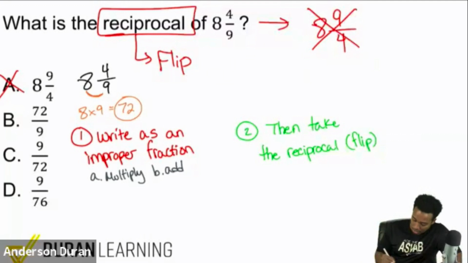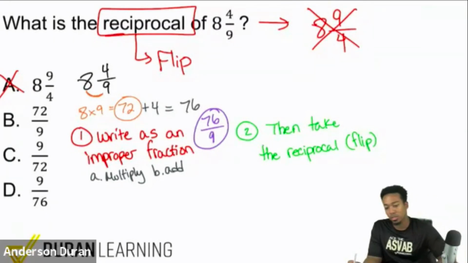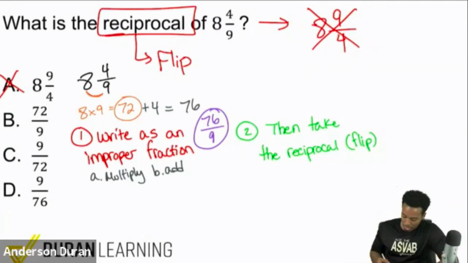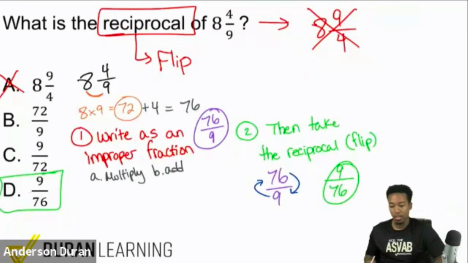So what we have here is 72. We found that multiplication. Now we're going to add it with the 4. 72 plus 4 gives us 76. And so we're going to write this, I'm going to use purple over here, as 76 over 9. With that said, now we are able to flip. We're going to take that 76 over 9 and flip it, which is going to give us 9 over 76, making D the correct answer.